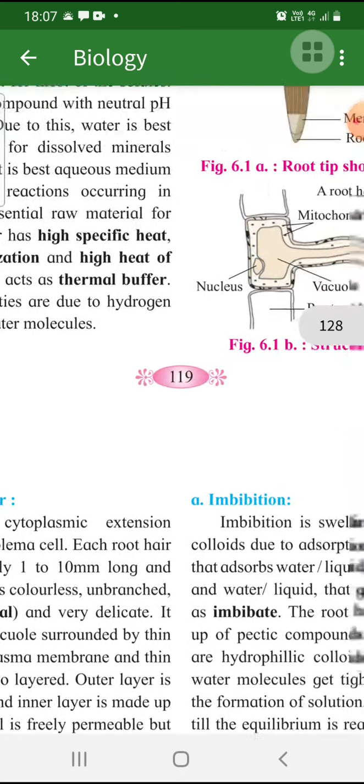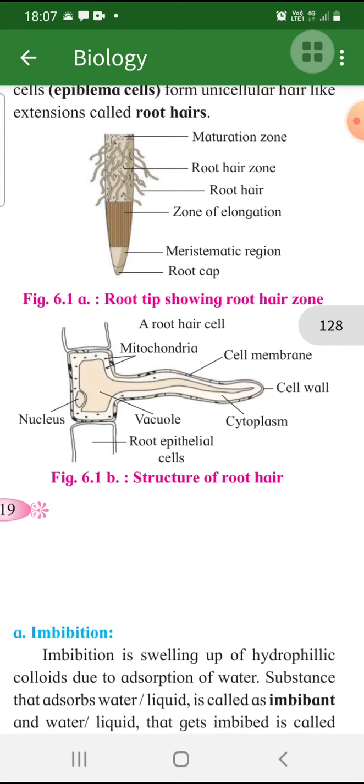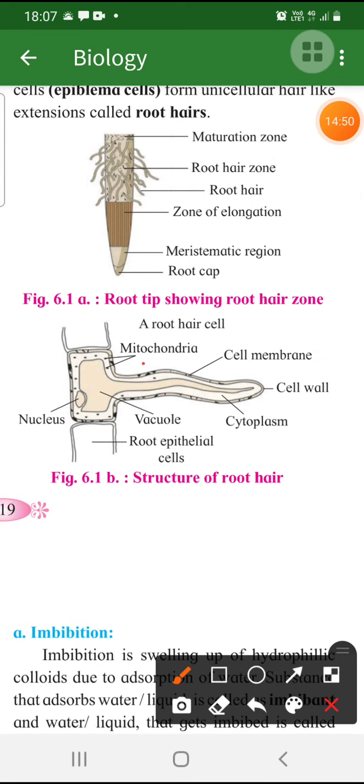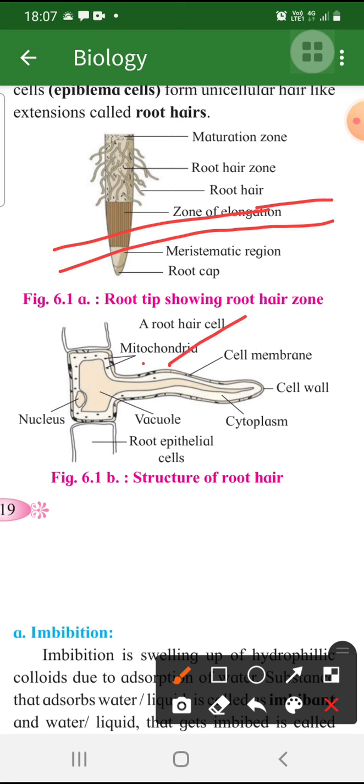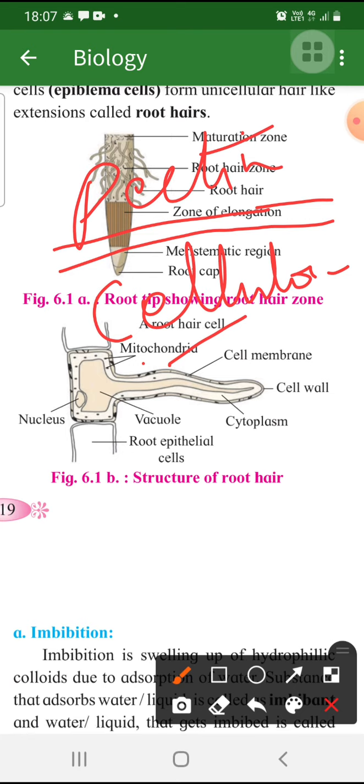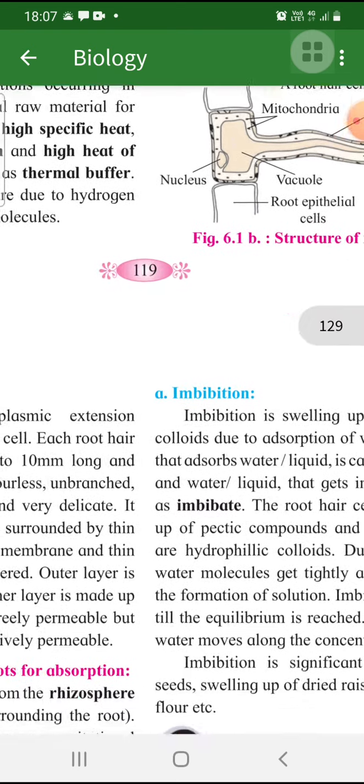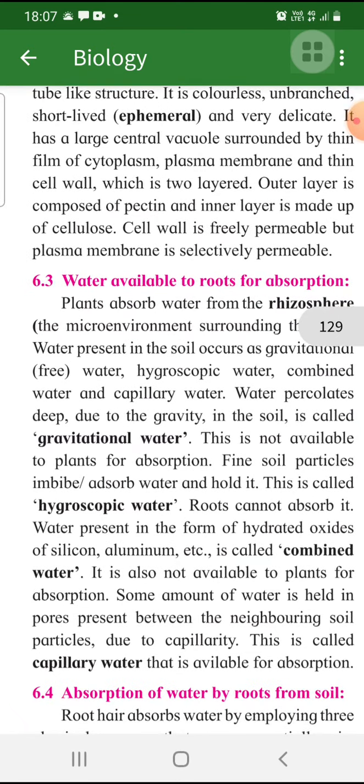Let's have a look at it. So outer, can you see 2 lines? 2 lines are made, right. So the upper line is made up of pectin, whereas the inner layer is made up of cellulose. Okay, and the cell wall is freely permeable. Permeable means it doesn't select certain things, it gives entry to everything, every substance, ions and different nutrients, everything is allowed in.